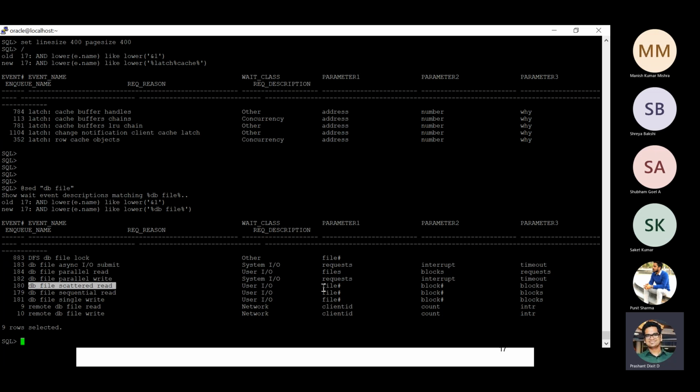For DB file scattered read, the first parameter P1 is the file number. Next is the block number, and then it shows you the total number of blocks involved. That's it, right? So Shubham, I think I've answered your question. It's not the same for all of them, it depends on the wait event. For example, for latch cache buffer chains, P1 is the address and P2 is the number, and for DB file scattered read, P1 is the file number and P2 is the block number.